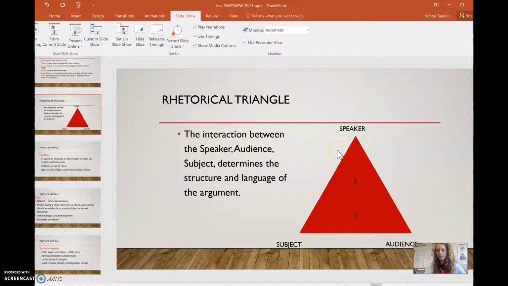So the speaker has to know a lot about the subject. The subject has to be obviously relevant to the speaker. The speaker has to have a relationship with the audience, and the audience then has to trust the speaker in order to believe what the speaker is saying. And then the audience has to know a little bit about the subject or have a relationship with the subject if they're going to actually act or move or be convinced. And the subject then has to be appropriate for the audience. So this two-way relationship for all three points on this rhetorical triangle is important. Go ahead and write that down.